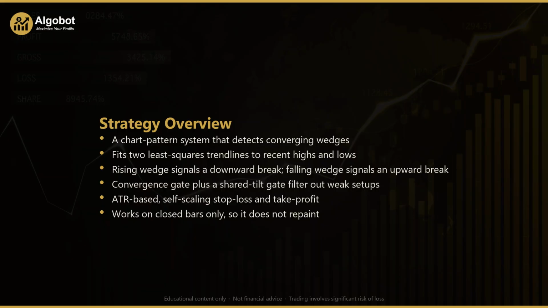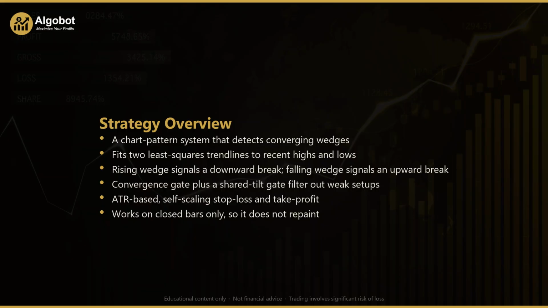A wedge is different from an ordinary symmetric triangle. In a wedge, both boundary lines tilt the same direction while the channel narrows. That shared tilt is the whole idea. It encodes a move that is running out of fuel, because one side keeps pushing but each new leg gains less and less ground. Because of that exhaustion, a wedge tends to resolve against its own slope.